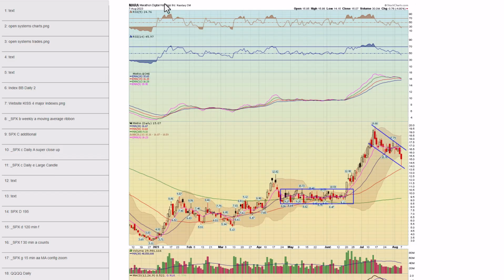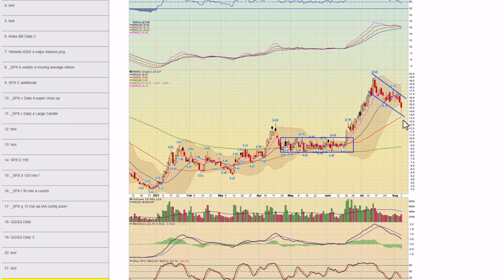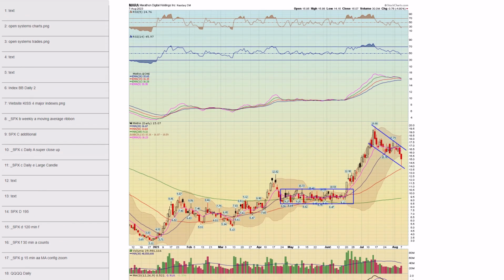Next, Chart 66, Mara, one of the Bitcoin type stocks I like to follow. It still remains in this downtrend channel. 50-day moving average down there is something to monitor. See if it can find support there. Maybe an area to try a long if you get a trigger.